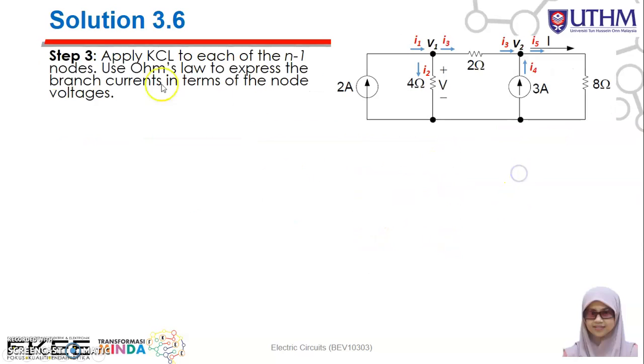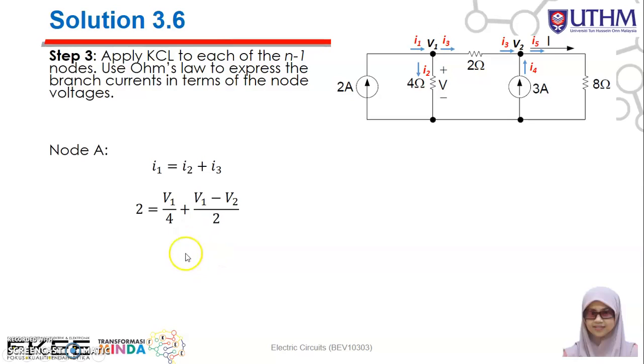Then after that, we go to step number 3. We apply KCL at each of the nodes. In this case, KCL at node 1. KCL here is I1 equal to I2 plus I3. Then after that, you need to use Ohm's law to express the branch currents in terms of the node voltage. In this case, I1 is equal to 2 ampere, I2 will be equal to V1 minus 0 divided by 4, so V1 over 4, plus I3 will be equal to V1 minus V2 divided by 2.